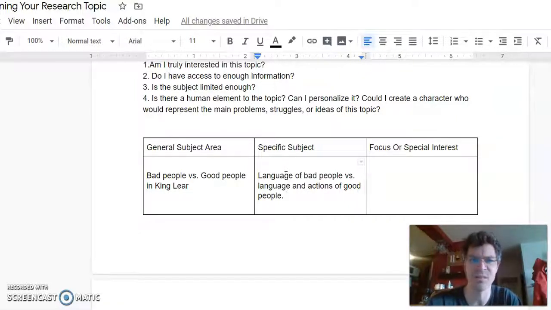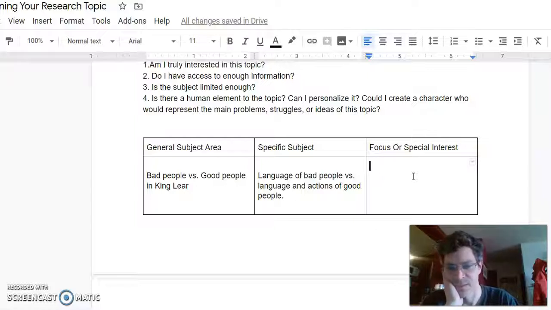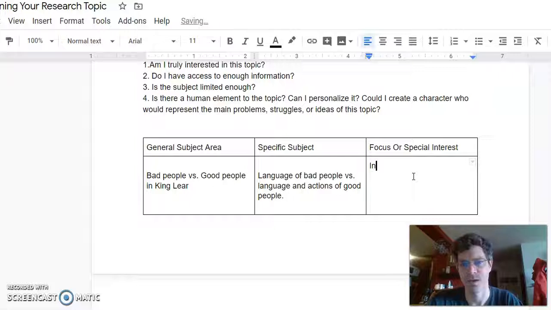You're trying to get down to something manageable, right? Again, it's clear I'm interested in it. You can see that just by my excitement about it. But I'm also trying to get to this third part. I'm trying to limit it, so it's not like I'm talking about everything in the play. So focus or special interest: insults by good characters and the bad characters, and bad actions by bad characters. It seems like that's kind of where I'm going with this.